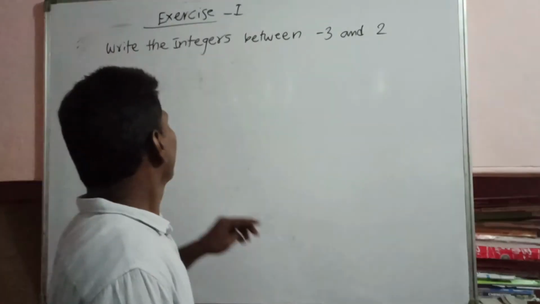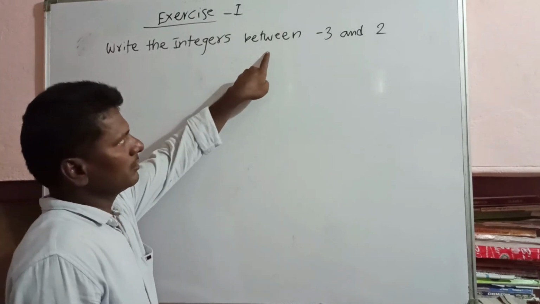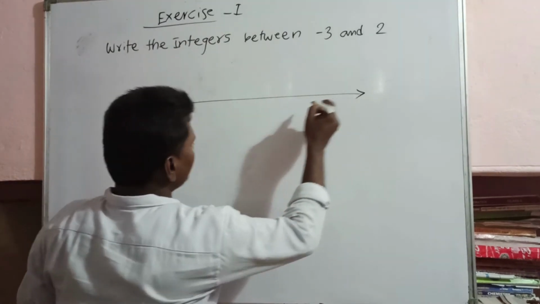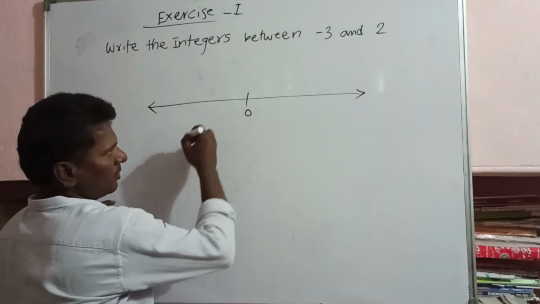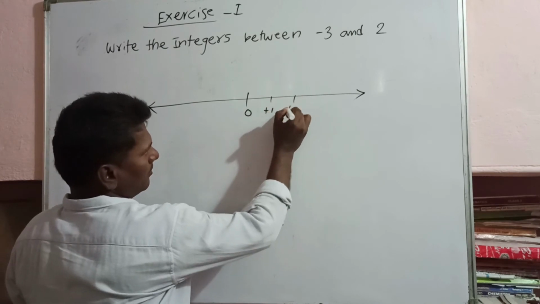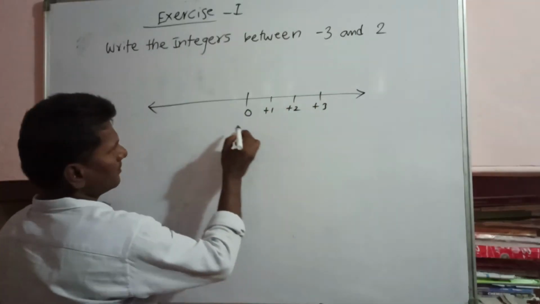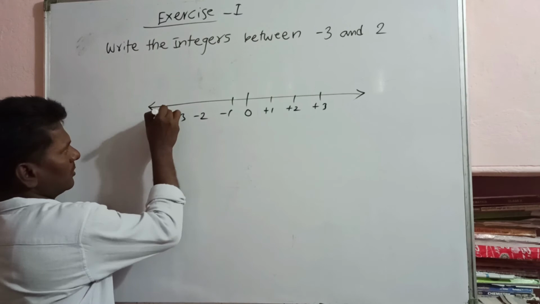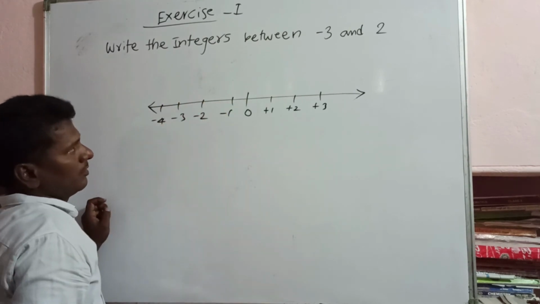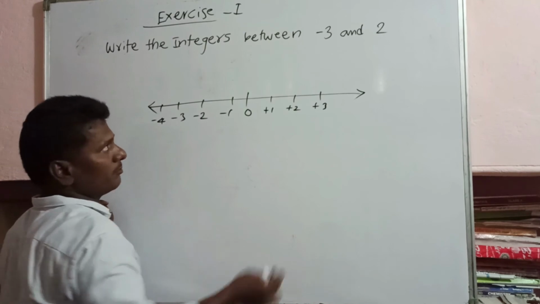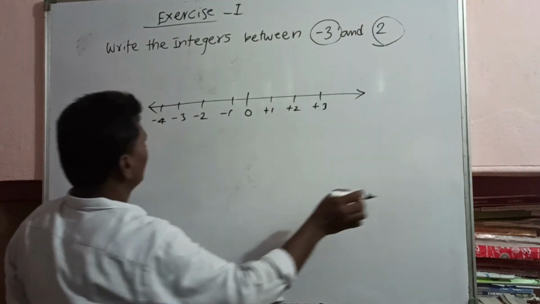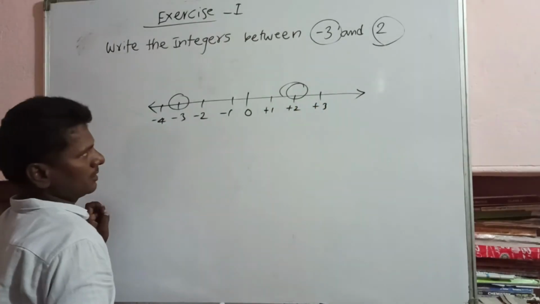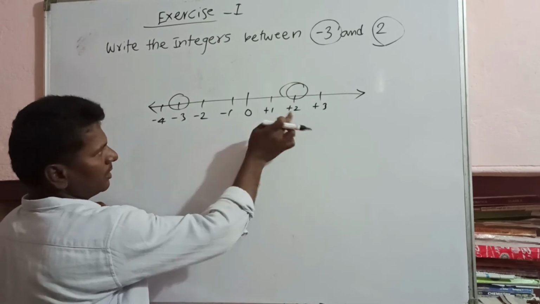One more question. Write the integers between minus 3 and 2. So draw a line. Here is 0, plus 1, plus 2, plus 3. Here minus 1, minus 2, minus 3, minus 4. We have to find out the integers between minus 3 and 2. Minus 3 is here. 2 means plus 2. Plus 2 is here. These are the integers between them.